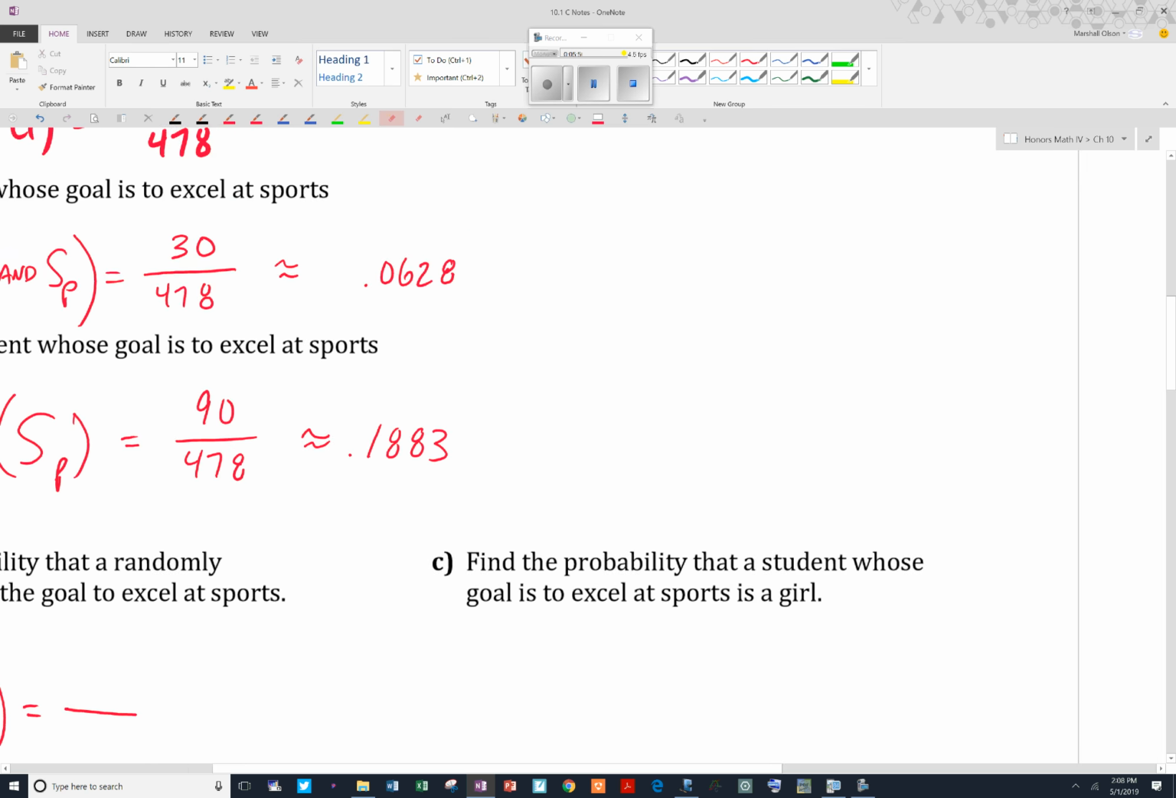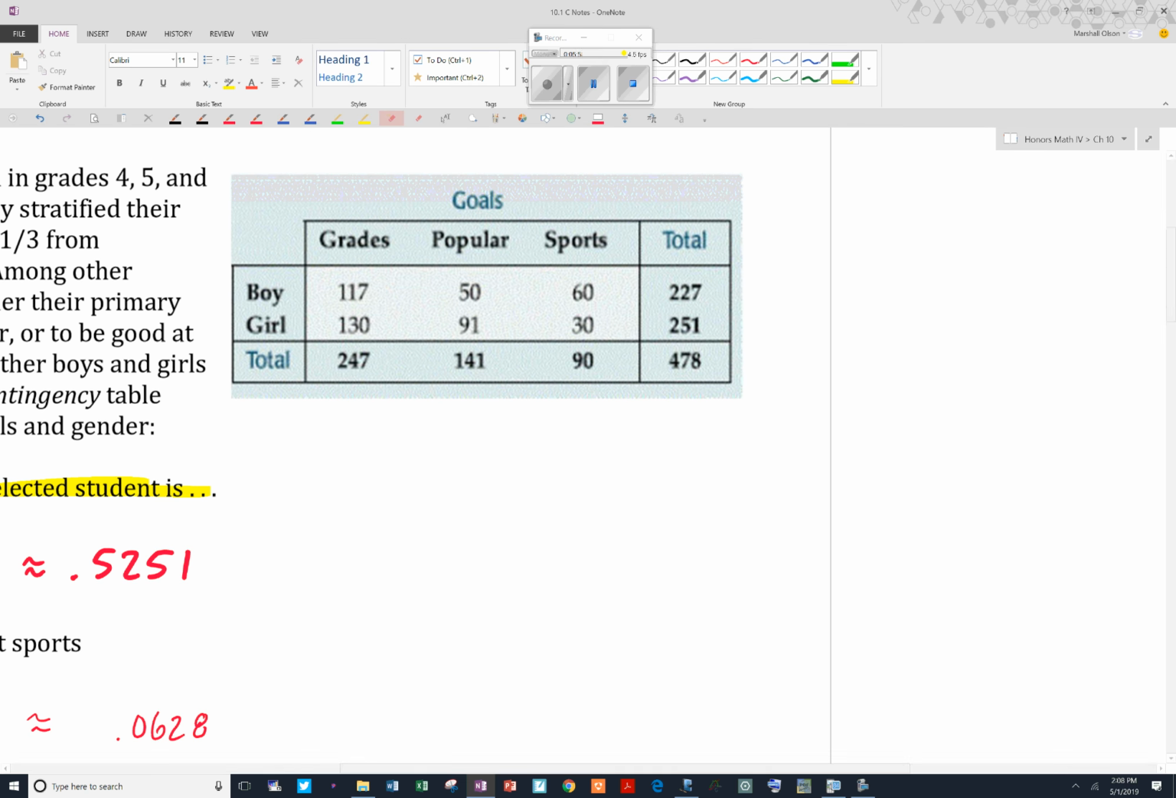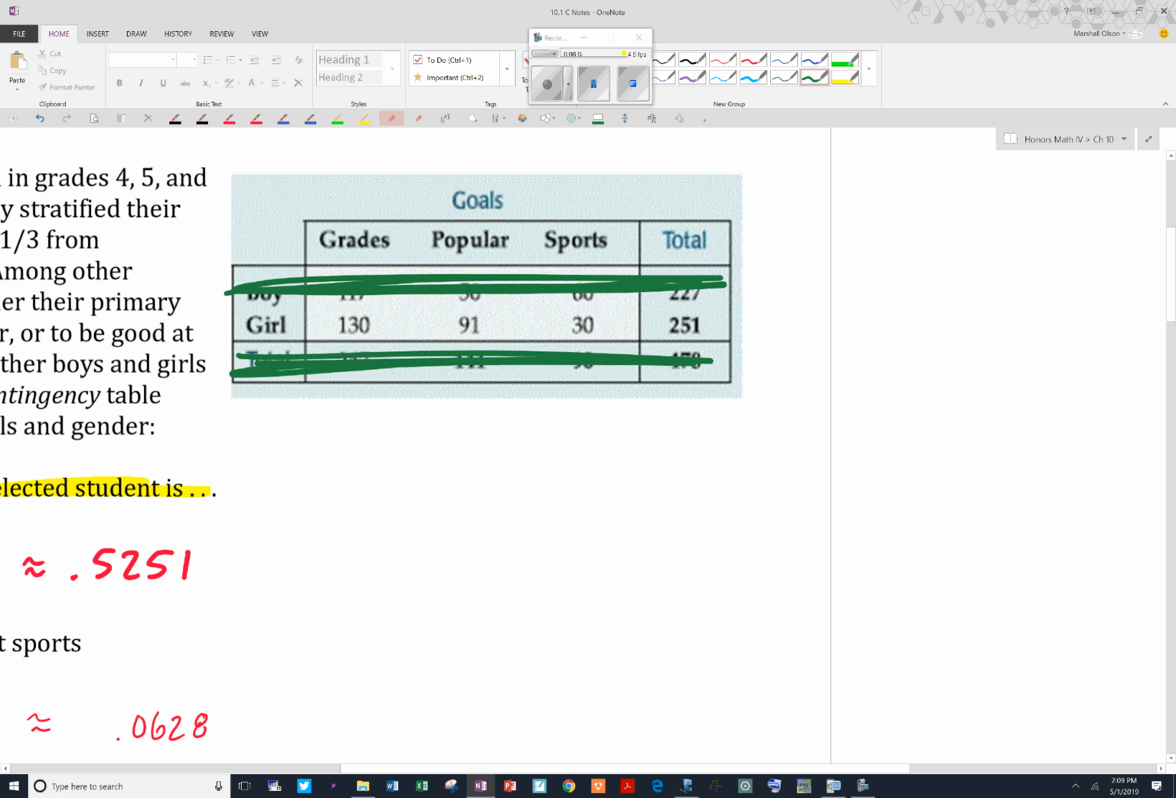Okay, here's why tables are good. What was our given information, or what were we given? That they were a girl, right? So here's the deal. Here's why tables are nice. Because if you have a table, you know you are only interested in that row. By saying, given they are a girl, you just eliminated everything else. So our denominator, our sample space, are just the girls.